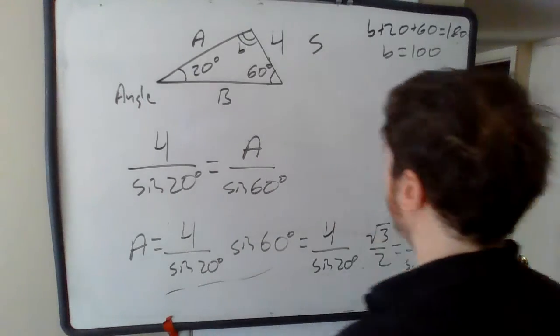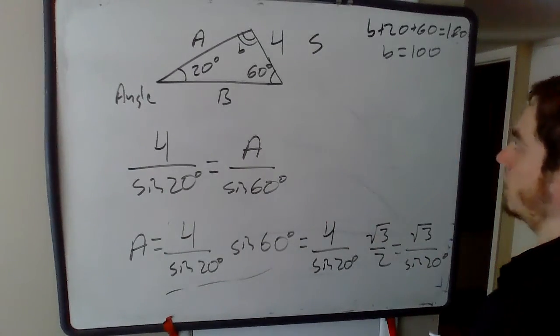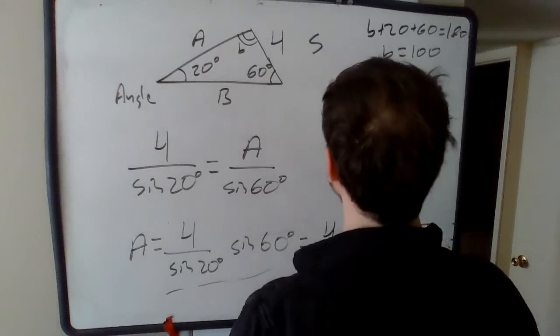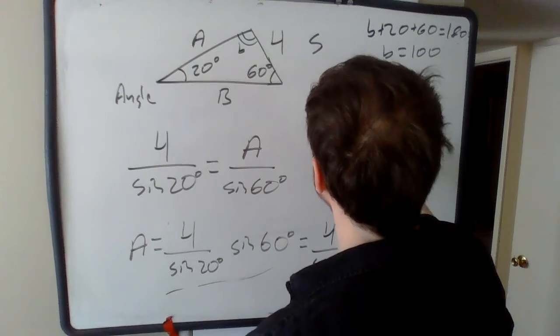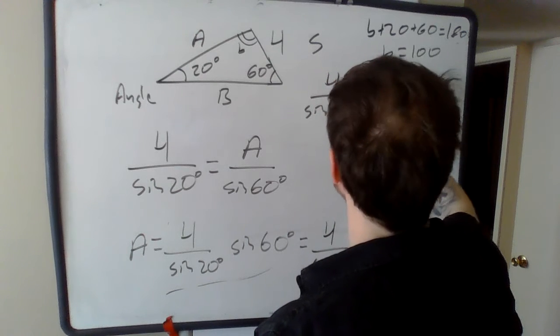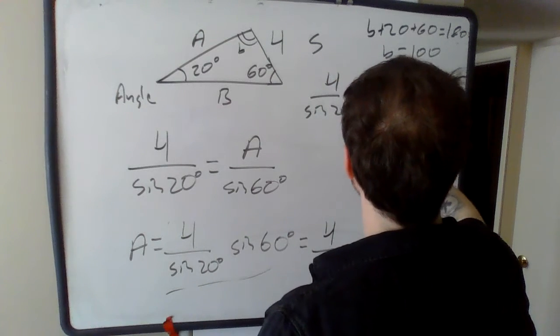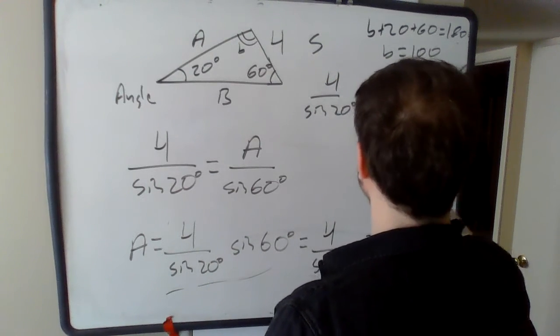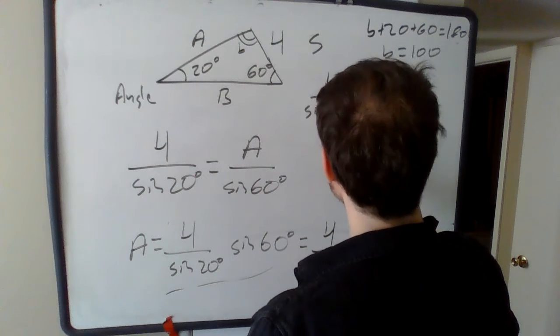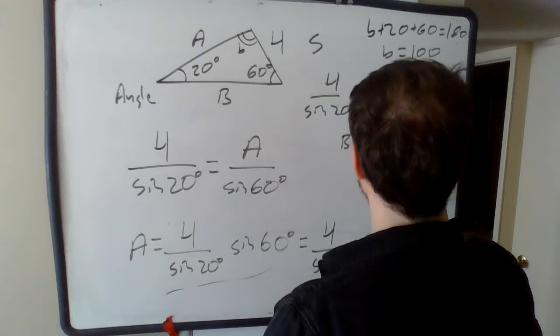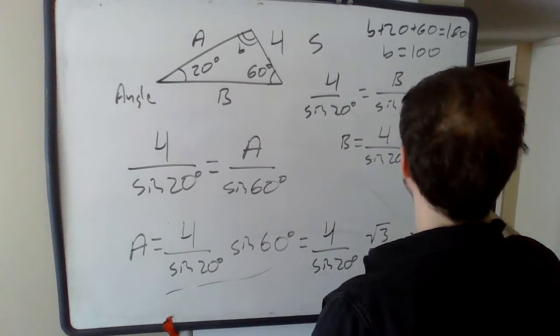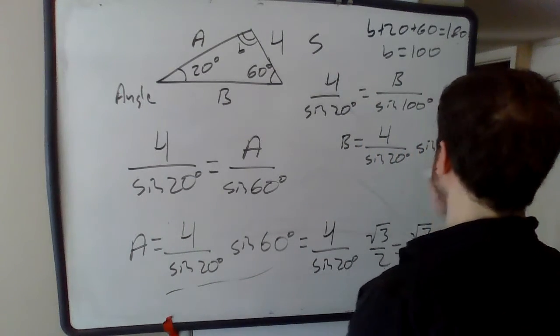Okay. So what does that mean for me here? Well, that means that I can now do the same trick as I just did. And I can say 4 over the sine of 20 degrees is equal to b over the sine of 100 degrees. That means that b is equal to 4 over the sine of 20 degrees times the sine of 100 degrees.